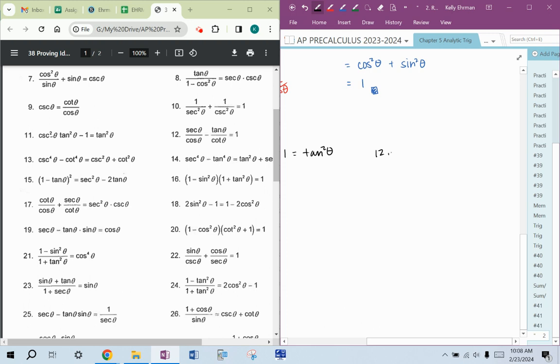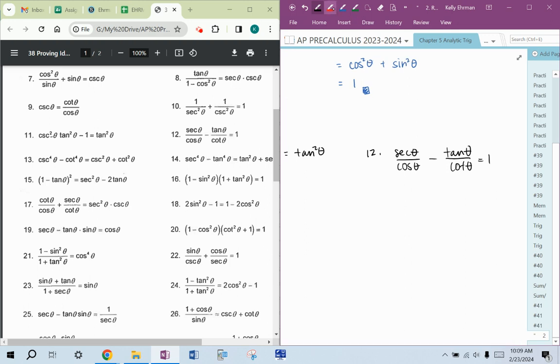For number 12, I see secant theta over cosine theta minus tangent theta over cotangent theta is supposed to equal 1. Now, normally I write everything in terms of sines and cosines, except I'm noticing that these fractions have their reciprocals together. So like secant over cosine, if I have secant times 1 over cosine, that's the same as secant times secant. So this is really secant squared theta.